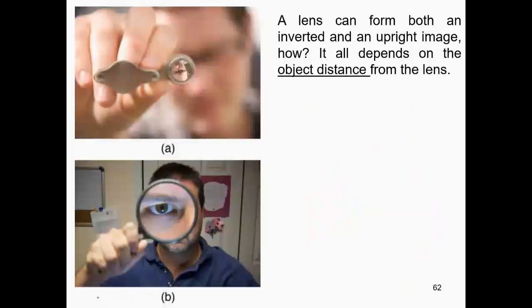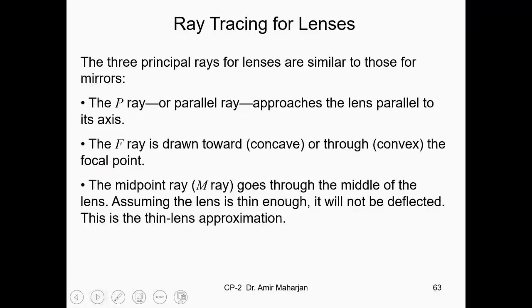And here's an example. The given lens can form both an inverted and an upright image. And how? What's the physics behind that? What's the science behind that? It all depends on object distance, where you put an object, to find the position of the image formation.